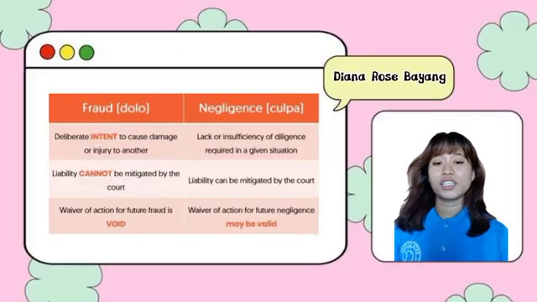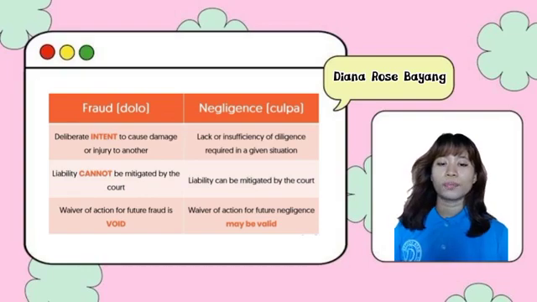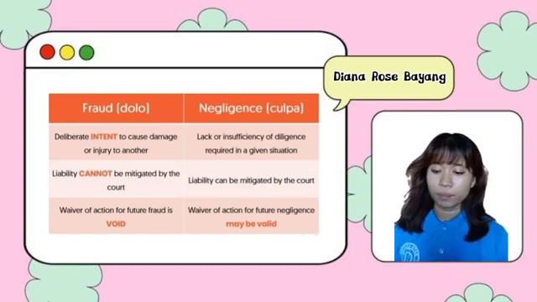So, let us differentiate fraud and negligence. Let's start from these Spanish terms, dolo and culpa. Dolo or deceit, it is an act with deliberate intent. It has intention, so basically, fraud is dolo. On the other hand, culpa means fault. It is a wrongful act resulting from imprudence, negligence, or lack of skill. In simple words, it is kapabayaan or pagkakamali.